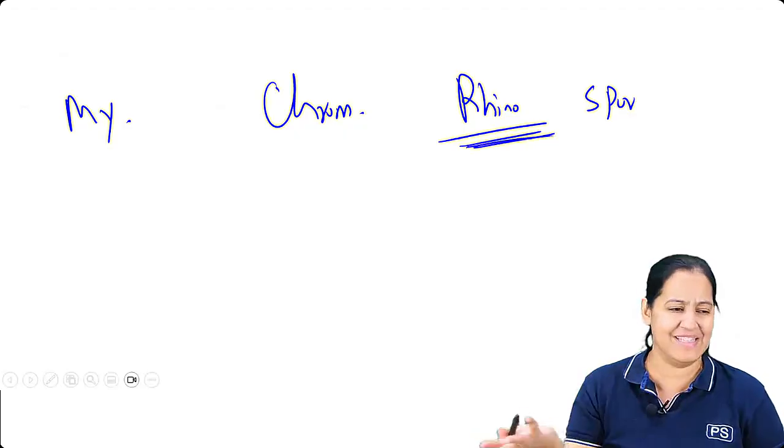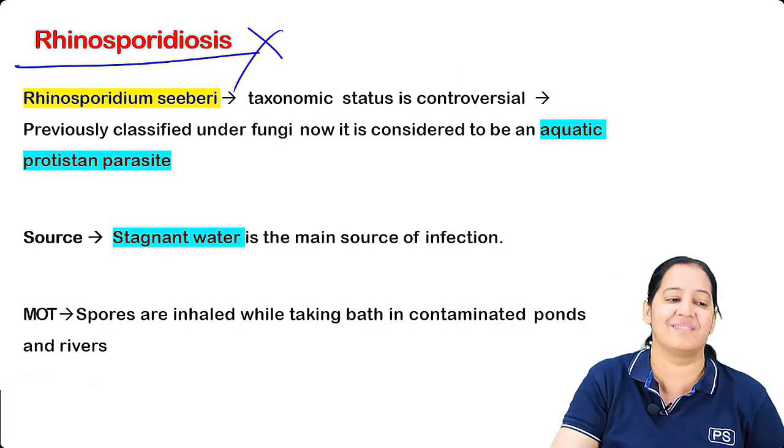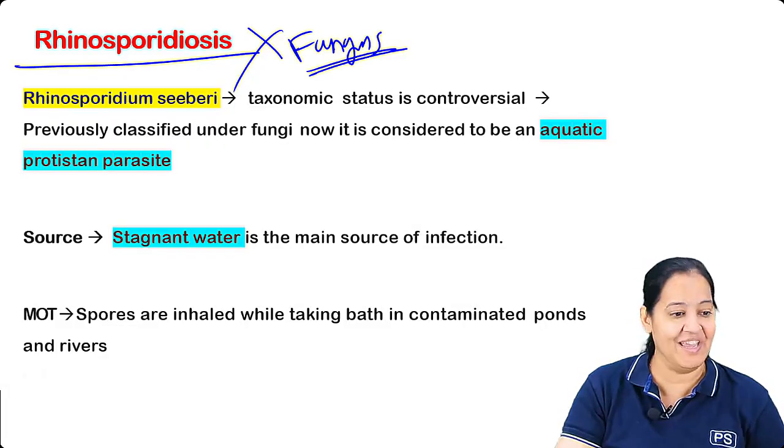ठीक है, you can take any sequence. ठीक है, चलो coming on the rhino. Rhinosporidiosis. It is no more a fungus. Yes, you heard me correct. या fungus है ही नहीं. Fungus बची नहीं है. We have changed the classification.